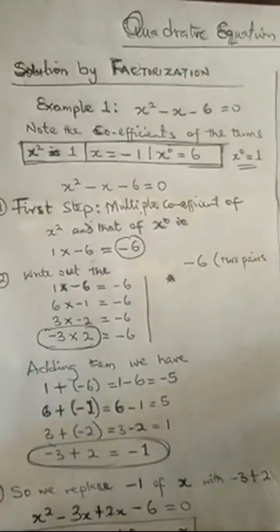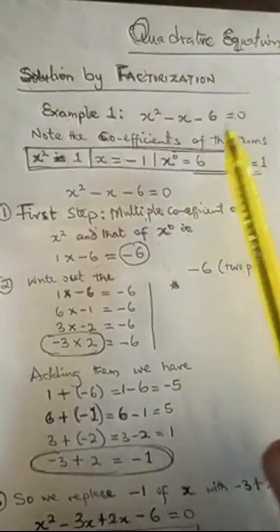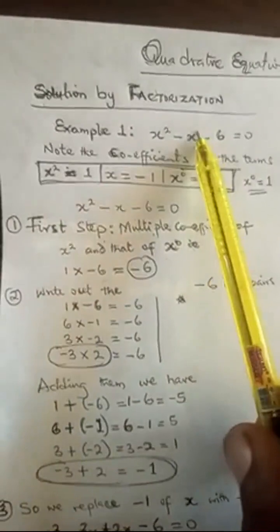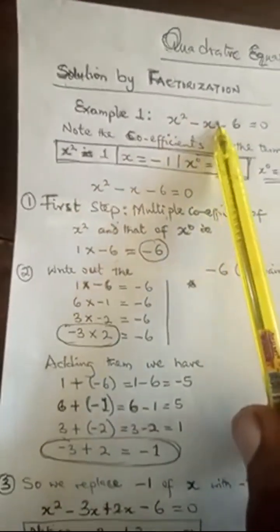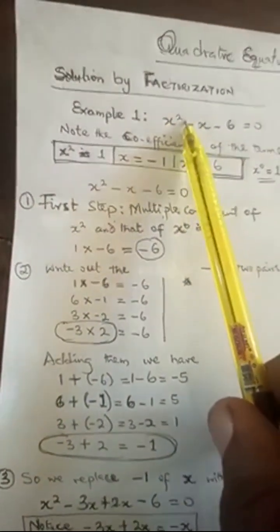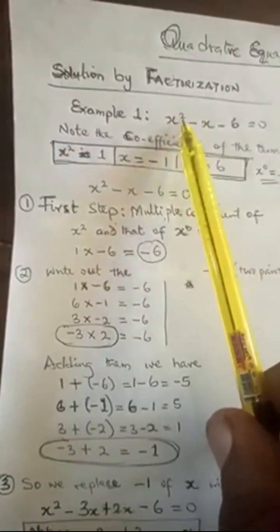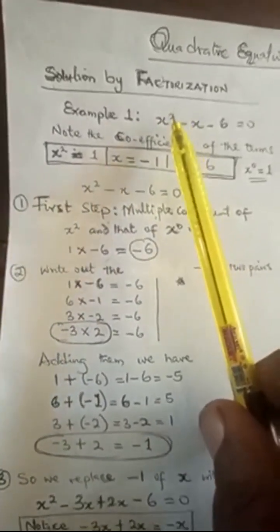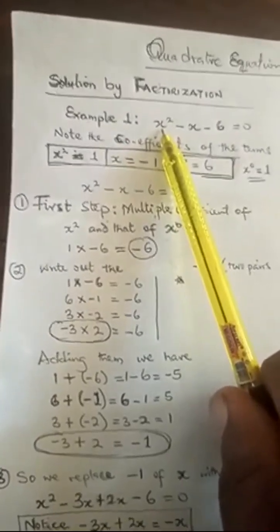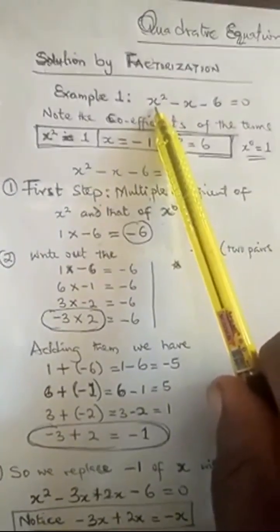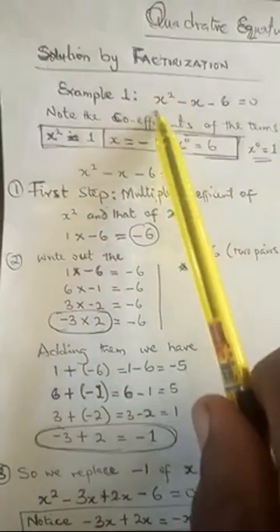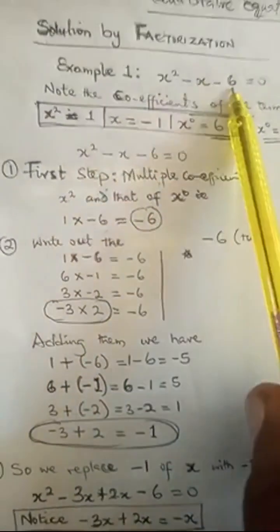Now, any quadratic equation can have the x raised to power 0 term not present. It can have the x raised to power 1 term not present, but it must have x raised to power 2, that is x squared. The power 2 must be there for it to be a quadratic equation. If the power 2 is not there, it is never a quadratic equation. It is something else, but that's what we are going to discuss next time. But once there is x raised to power 2, it's a quadratic equation, even if the other ones are not available.